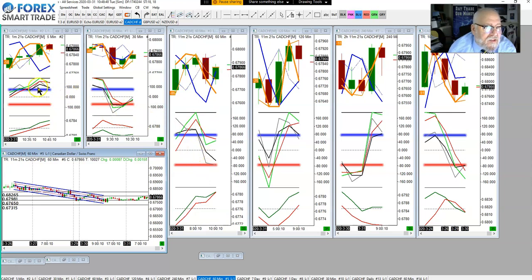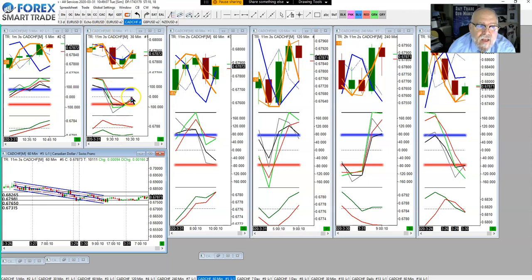On my 5-minute chart, I am overbought. I've got the double cross starting to go down. I have up pressure though. And what's the rule about pressure? I don't want to trade against the pressure.